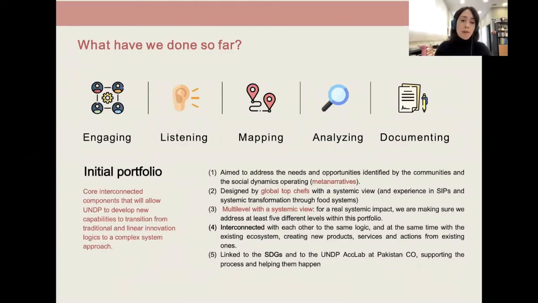We have been mapping, analyzing, and documenting, and we have identified these meta-narratives that I was talking about. So the two key elements of this approach would be to link all of these meta-narratives with the actions that we will be taking, thus incorporating the cultural element into the whole innovation process, and the interconnection of the existing narratives and the new narratives between each other, tackling 5 different levels for systemic impact.